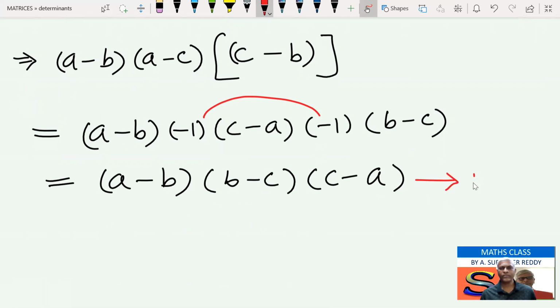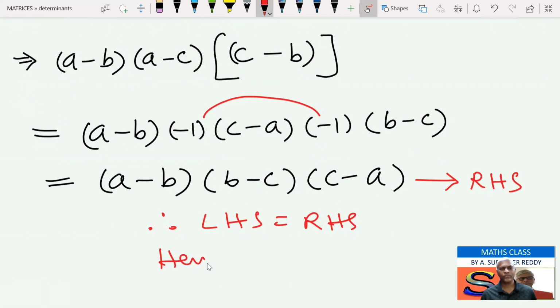So taking LHS, we get RHS. So LHS is equal to RHS. So hence proved.